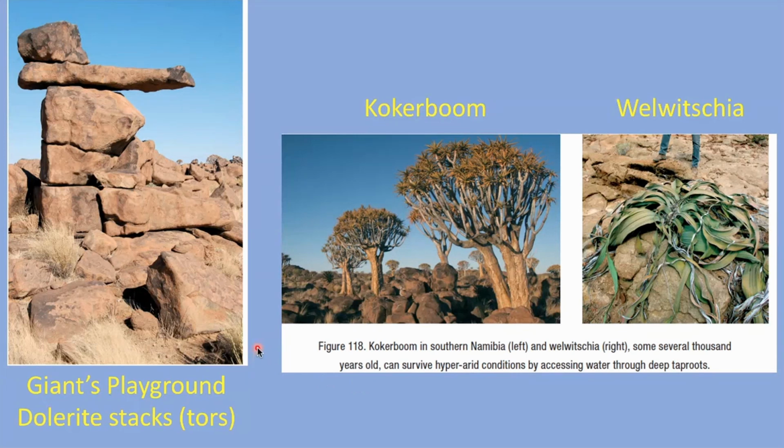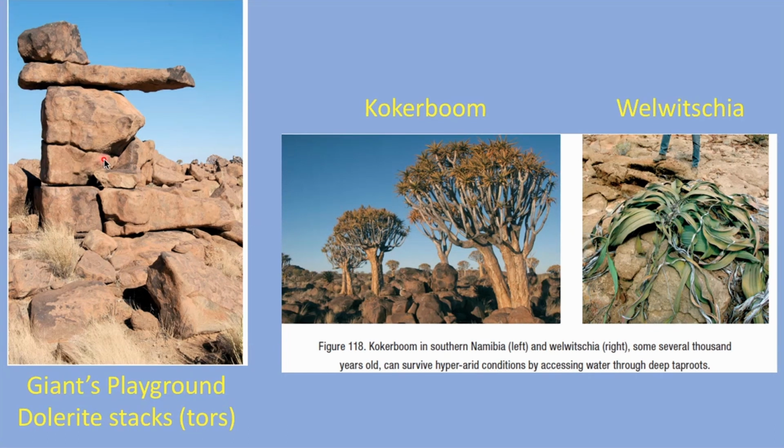And in that region of southern Namibia, you can go to the Giant's Playground, where you can see what's called a tor, which is basically a stack of dolerite rocks that have been jointed into these blocks. So the reason it's called the Giant's Playground is because it's as if a giant had these building blocks, and they made various structures out of them. And what they represent are the weathering out of dolerite dikes.